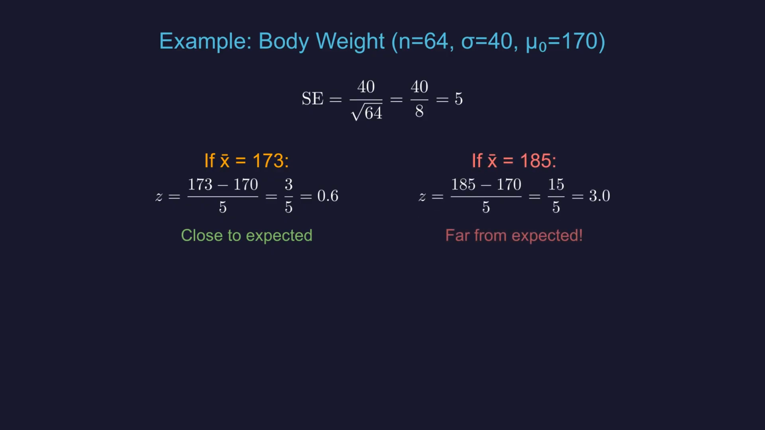But if the sample mean is 185, z equals 185 minus 170 over 5, which is 3. That's 3 standard errors away. Very unusual if H naught were true.